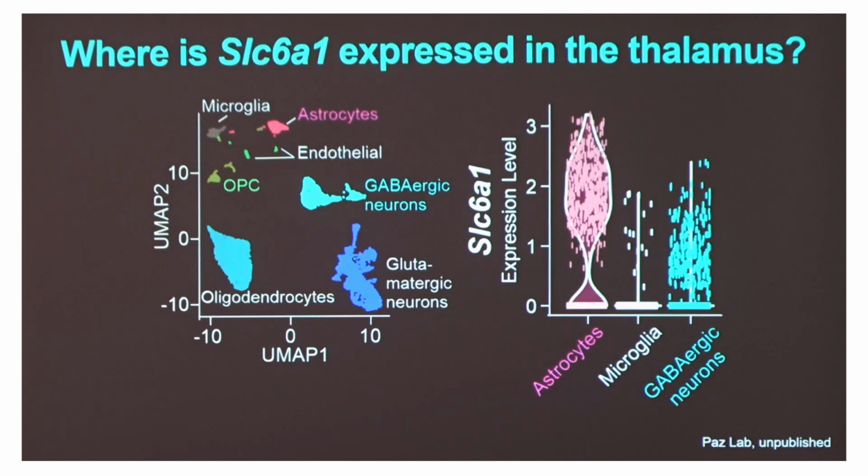So where is SLC6A1 expressed in the thalamus? I showed you that we have expressed it in the astrocytes because in the thalamus, using RNA sequencing, we see that there's a lot of SLC6A1 particularly expressed in astrocytes at much higher expression levels compared to even the GABAergic neurons. So it would be very interesting to see whether targeting astrocytes rather than GABAergic neurons specifically would be a great therapeutic target for the viral vectors.